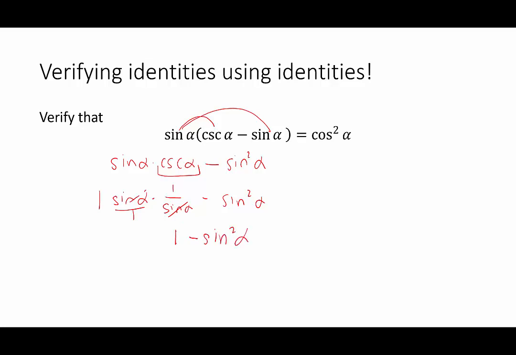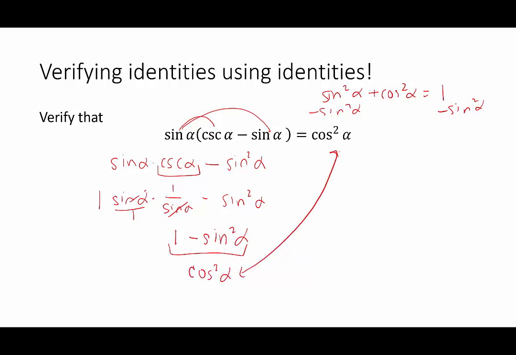And what is 1 minus sine squared alpha? Think back to that trig identity that says sine squared alpha plus cosine squared alpha is equal to 1. Does this look like that? Yes, if we subtract sine squared alpha from both sides, then cosine squared alpha is equal to 1 minus sine squared alpha, which is exactly what we have. So this is equivalent to cosine squared alpha, which is what we were trying to show.